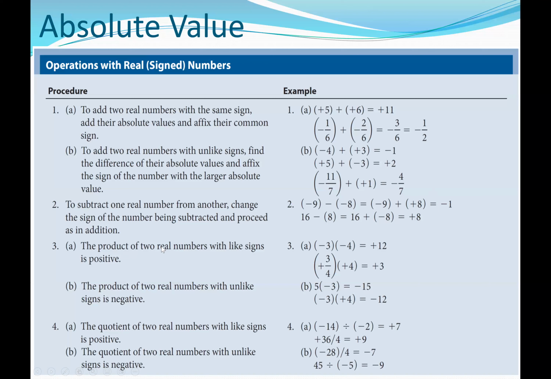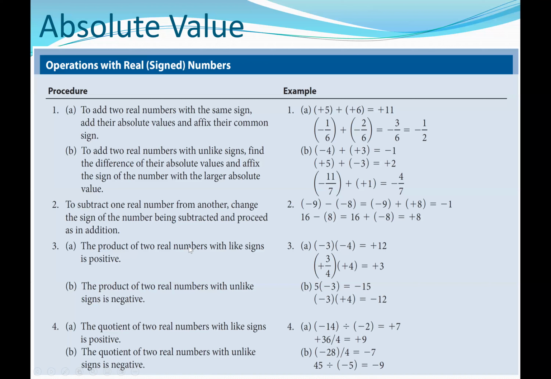Now, if you are doing the product of real numbers, we know negative times negative will be positive. Positive times positive is positive. Then positive times negative is negative, and negative times positive also is negative. So if we know this, we can do this multiplication. Negative times negative is positive. 3 times 4 is 12.